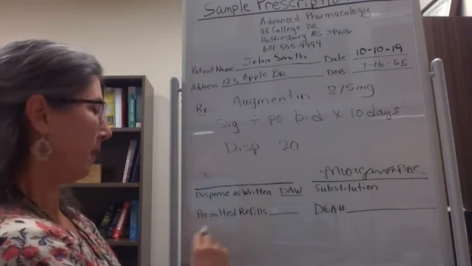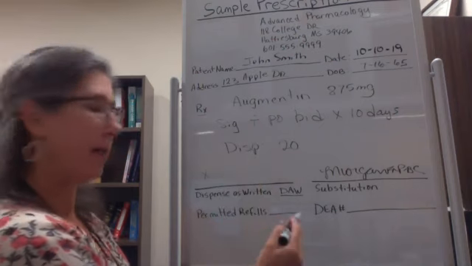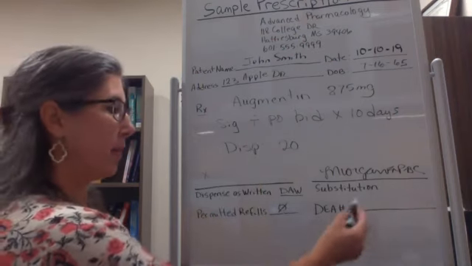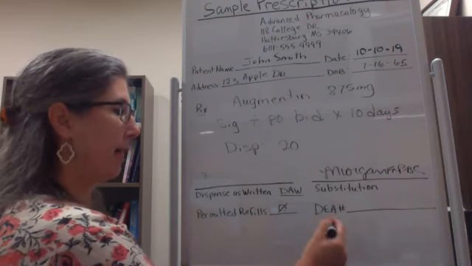So down at the bottom you'll see permitted refills. Because this is an antibiotic, we're going to say no refills. And DEA number. This could be your NPI.